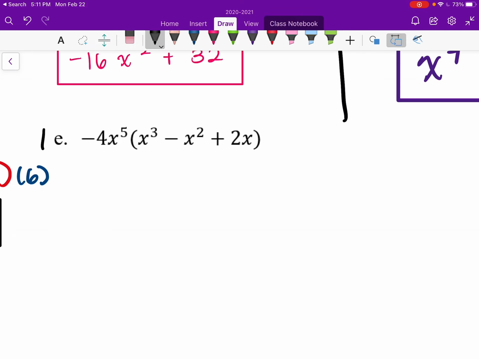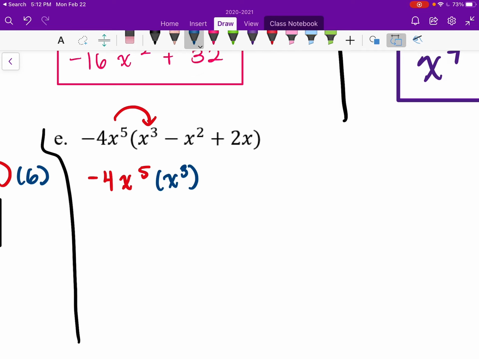All right, now E, a little bit more complicated, but it's still the same thing, right? You're still working with the same type of understanding. Now you're just doing a trinomial instead of a binomial, right? So let's just go put that in. So I'm going to say, okay, negative 4x^5 times x cubed, right?